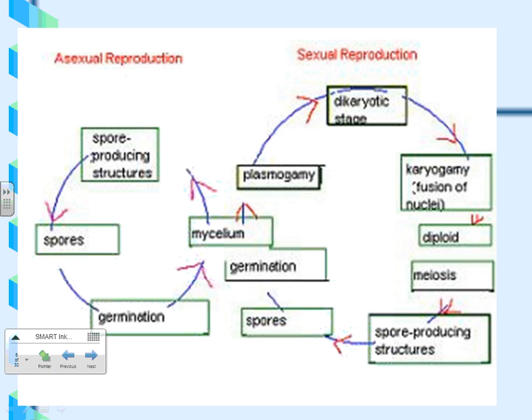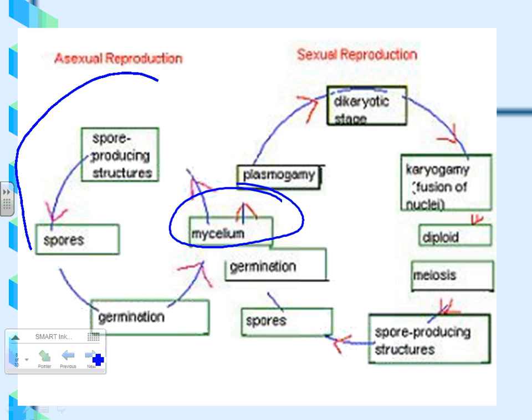Alright, let's talk about this life cycle. If you understand this, you understand most of what you need to know in this PowerPoint. Now, remember, this thing called the mycelium, we said a second ago, was what? The body of the fungus. Oftentimes, the fungus reproduces asexually, which we can see over here.